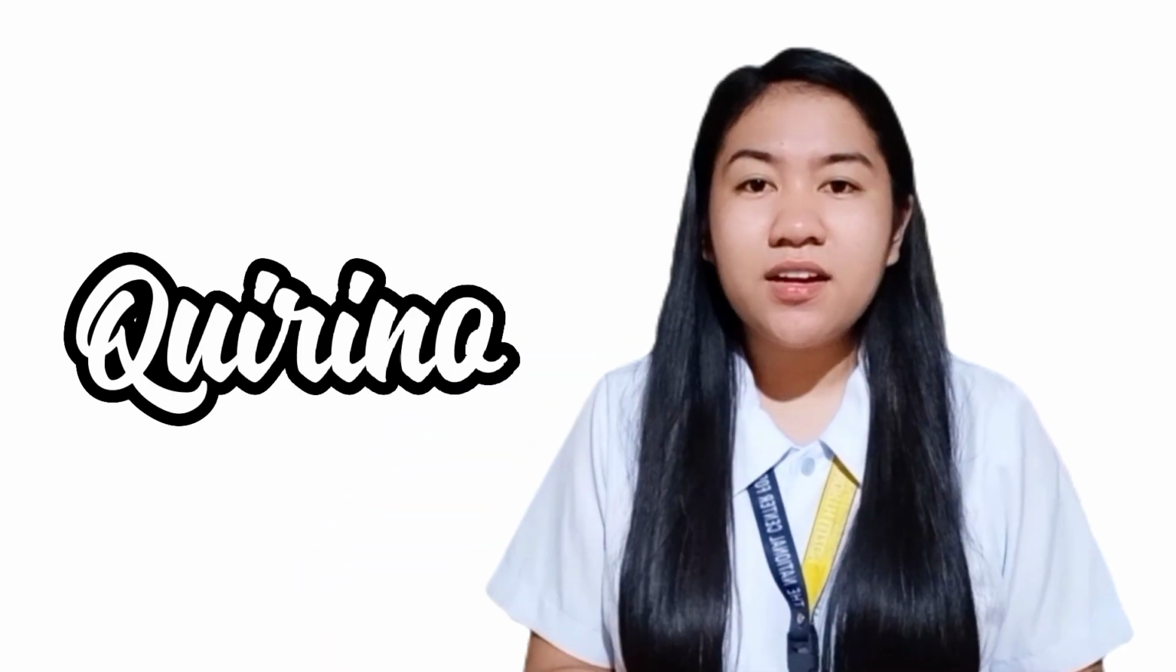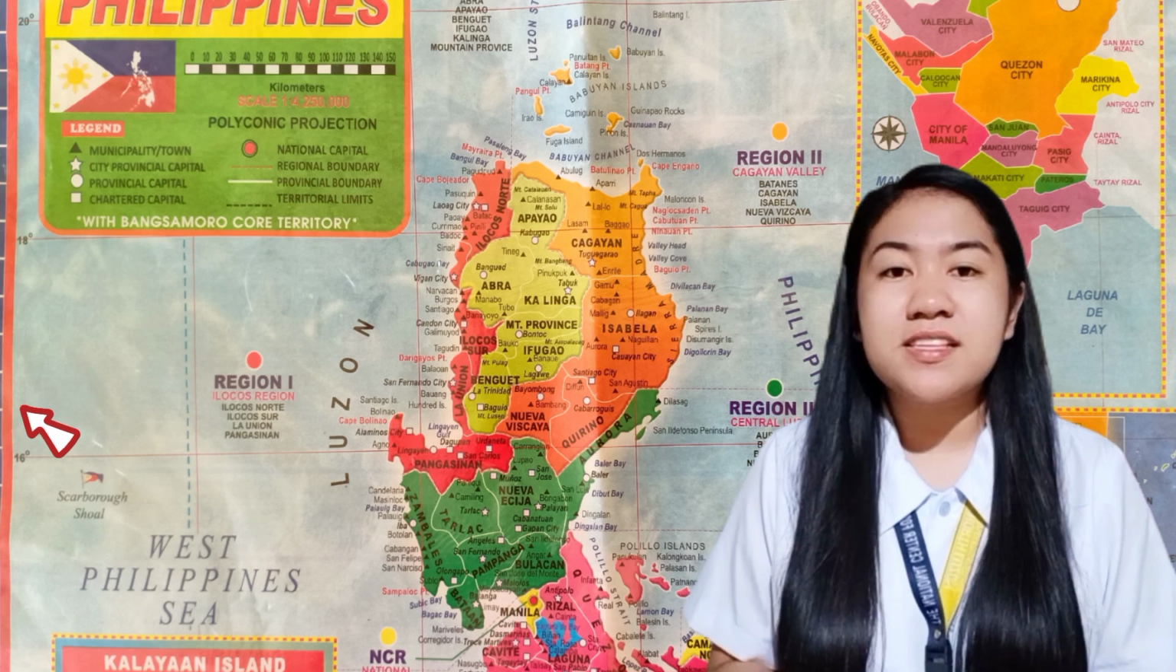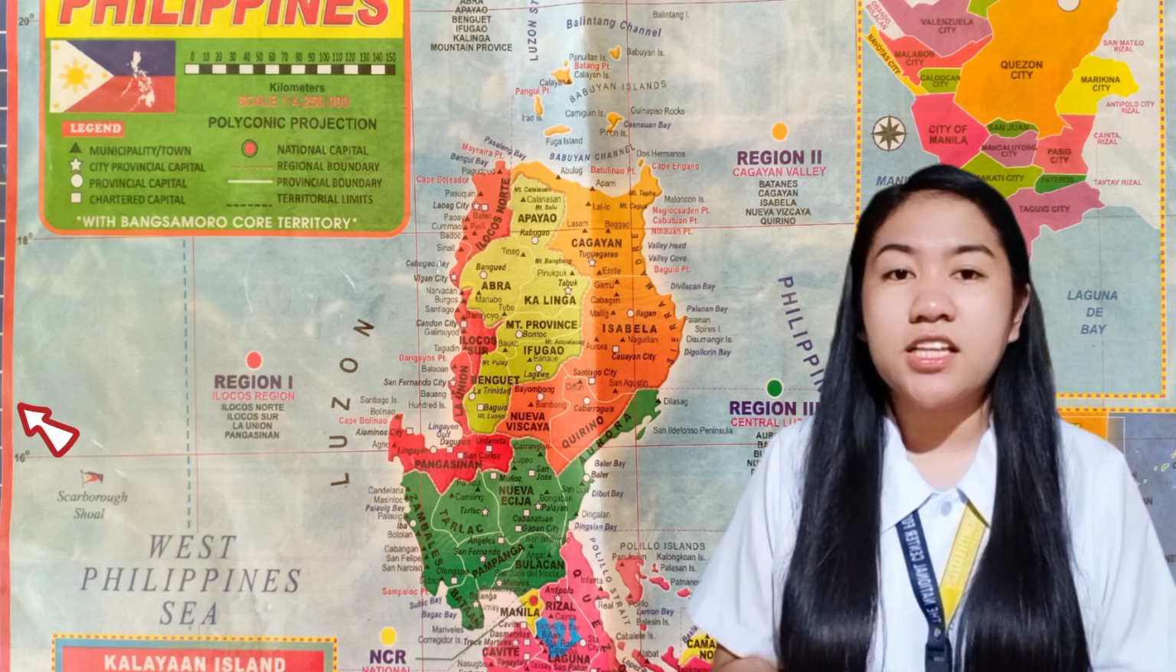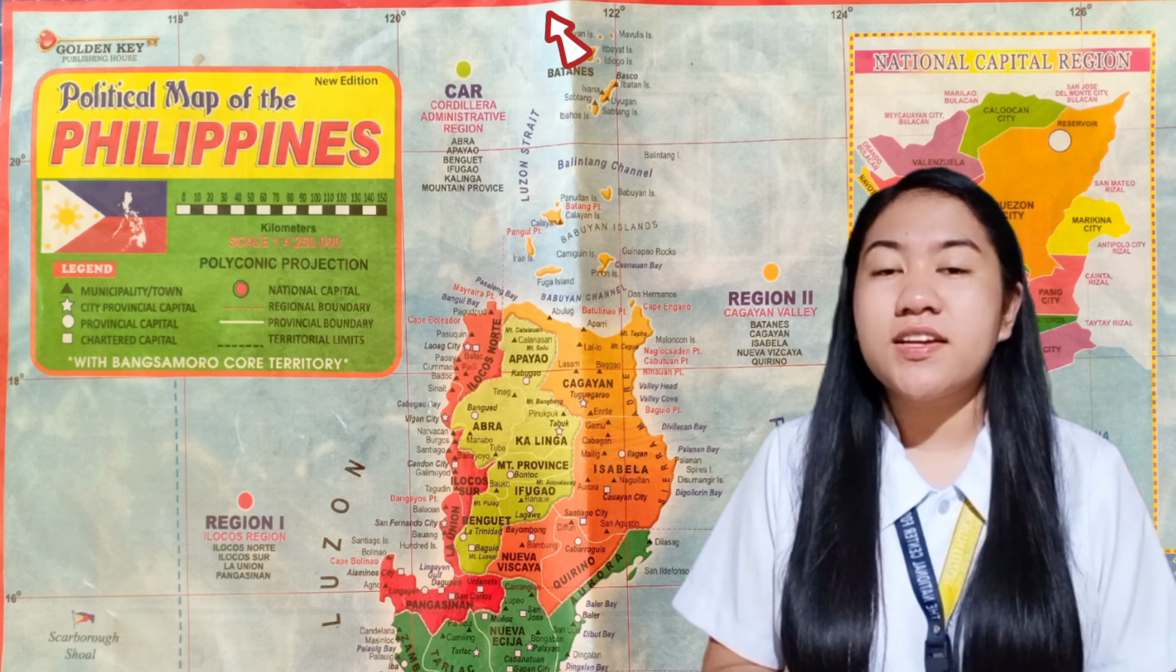And last but not the least is Quirino. Quirino is a province in the Philippines situated in Cagayan Valley region, occupying the northeastern section of Luzon. Its capital is the municipality of Cabarugis. Its absolute location is 16.2700 degrees north, which is the latitude, and 121.5370 degrees east, which is the longitude.